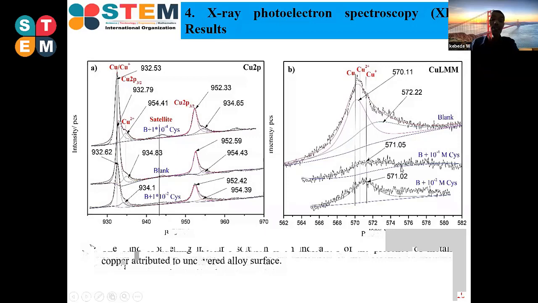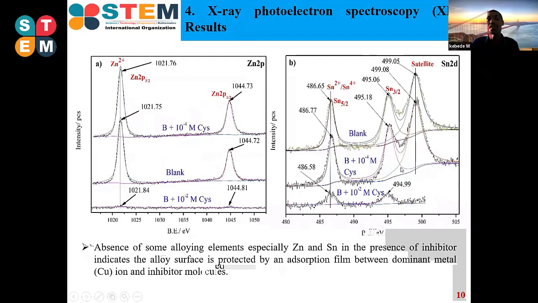Also, the same thing in the tin: in the presence of high concentration of cysteine, the presence of tin is very negligible, like zinc, but there is a small amount of tin. This means that tin can participate in the film formation. There is a tin cysteine film also.